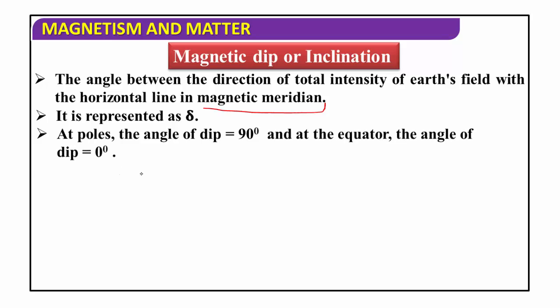At the poles, the angle of dip, also called inclination, is 90 degrees. At the equator, the angle of dip is 0 degrees. It is very important, remember this point. What is the value of the angle of dip at the equator? It is not 90 degrees; the value of the angle of dip at the equator is 0 degrees. Remember this point. This is a 1 mark question.